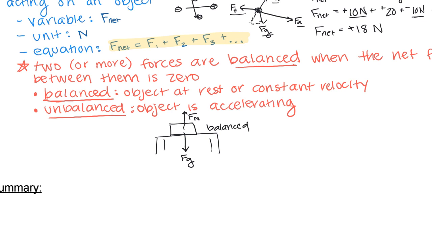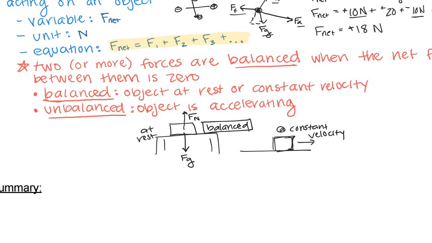Balanced forces mean that the object is at rest, or it might be at a constant velocity. Maybe we have a box sliding across a room at a constant velocity. If it's at a constant velocity, it is not accelerating, meaning it is still balanced. I'm going to say at rest. So these are examples of balanced forces.